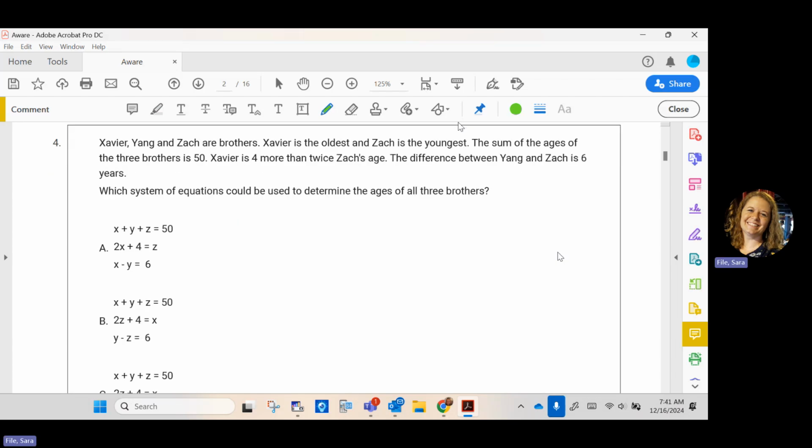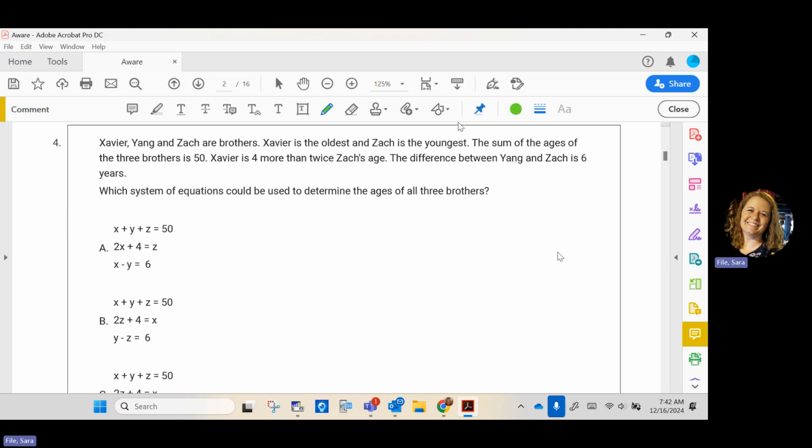All right, in number 4, it says that Xavier, Yang, and Zach are brothers. Xavier's the oldest, Zach is the youngest. The sum of the ages of the 3 brothers is 50. Xavier's 4 more than twice Zach's age. The difference between Yang and Zach is 6 years. Which system of equations could be used to determine the age of all 3 brothers?